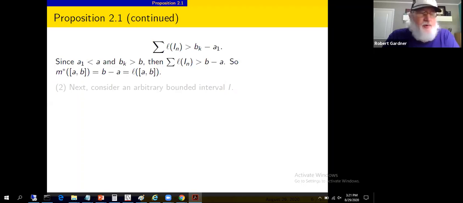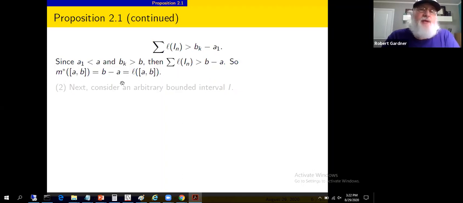Let's see, we were talking about, what was it, outer measure? We want to take an infimum over all such I sub n's, all countable collections covering the interval AB by open bounded intervals I sub n. So we've taken the infimum to get the outer measure. If we know each of the terms in that set is greater than B minus A, then we know the infimum of that set, which is the outer measure, is greater than or equal to B minus A.